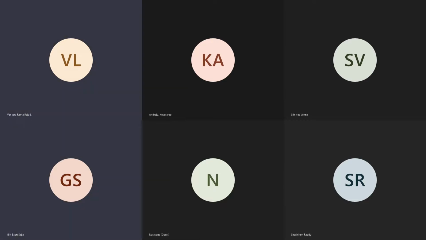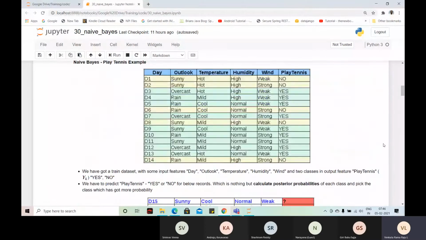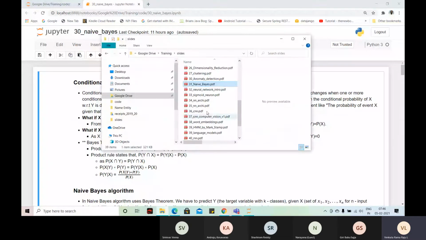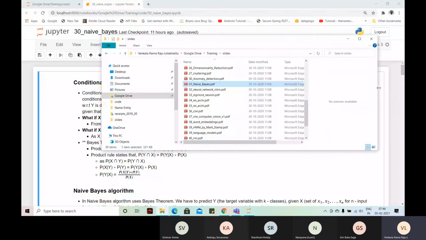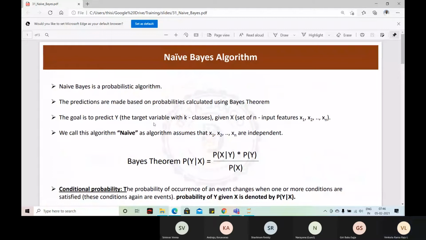Nothing I am showing right now, but that's the example I have taken for bag of words to work. So we need to look into the theory behind the naive Bayes algorithm. We are going to cover one more algorithm, which is the naive Bayes algorithm, and in text problems, naive Bayes is used. I'll explain why in a moment.